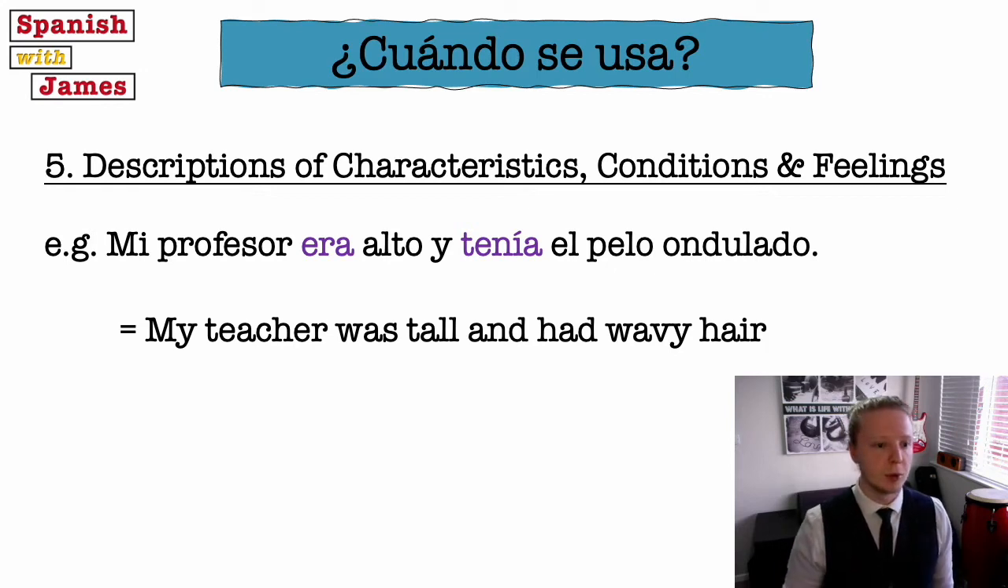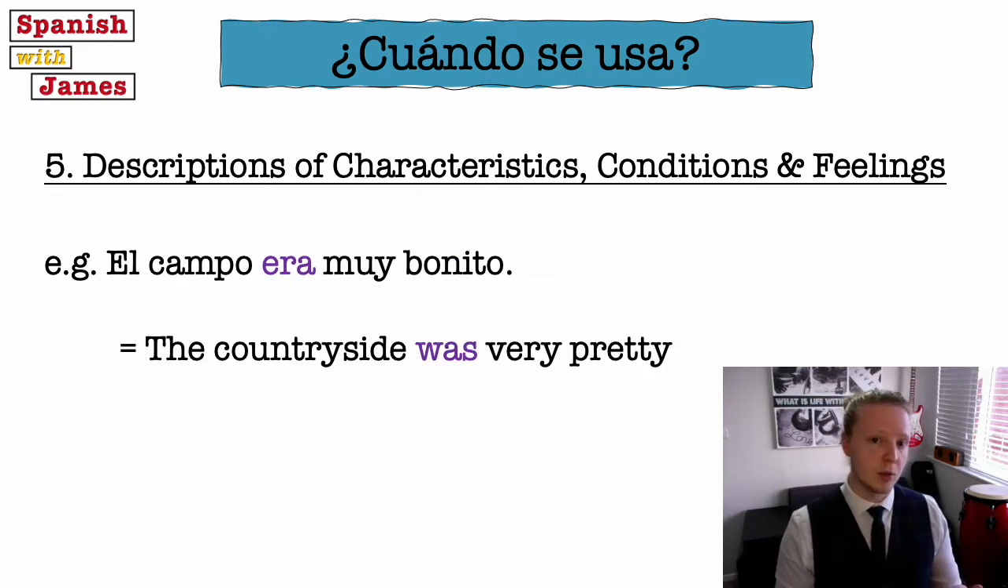For example, mi profesor es alto, my teacher is tall, and in the past tense we're still going to use ser instead of estar, and we're going to use the imperfect for that. Mi profesor era alto, my teacher was tall, y tenía el pelo ondulado, and he had wavy hair. And again, we can make sense of this with that logic of he wasn't tall just for one moment in time, he was tall over a prolonged period of time. So it makes sense that we'd use the imperfect for that. If we're describing, rather than a person, a thing or a place, for example, el campo era muy bonito, the countryside was very pretty, again we'd use the imperfect for that.